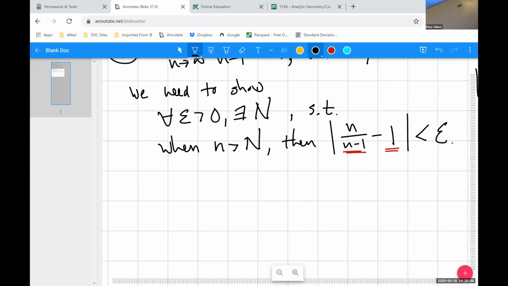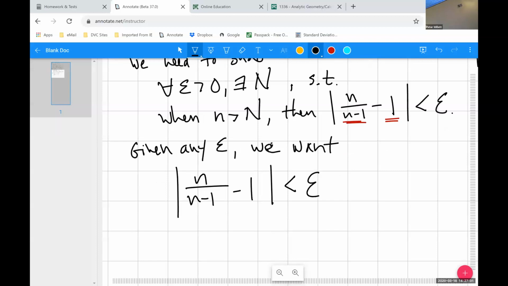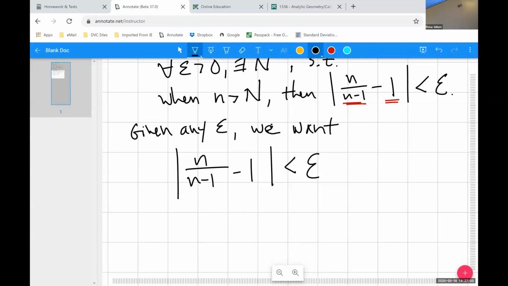Again, we go for what we want. So given any epsilon, we want this to be true: n over n minus 1 to be less than the epsilon. We want to make that happen. So we start with the goal. We want to show that this is going to happen, and we need to find an n value big enough to make this happen. And basically the way you do this is you solve for n.